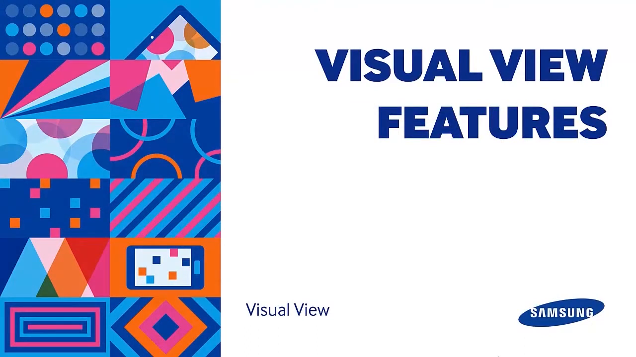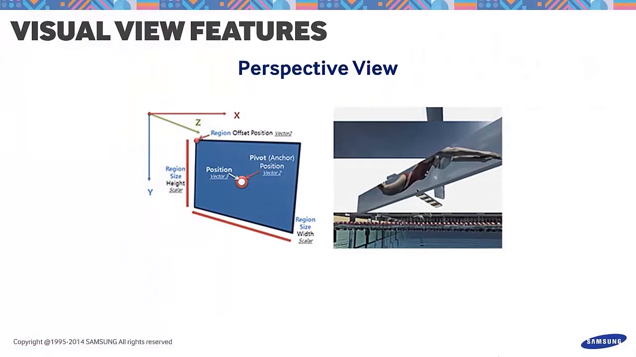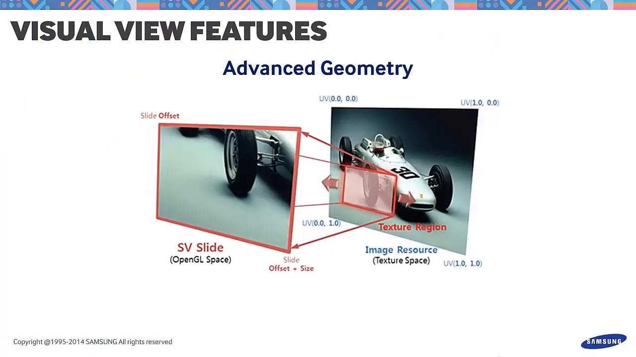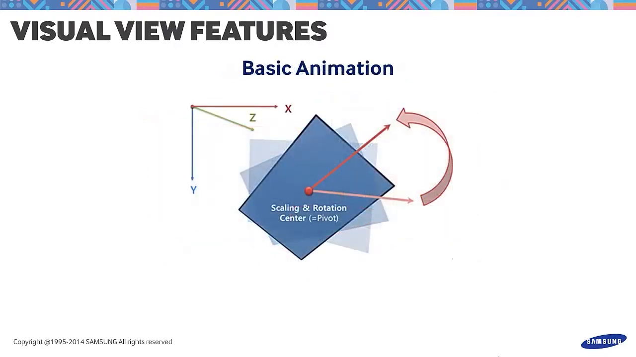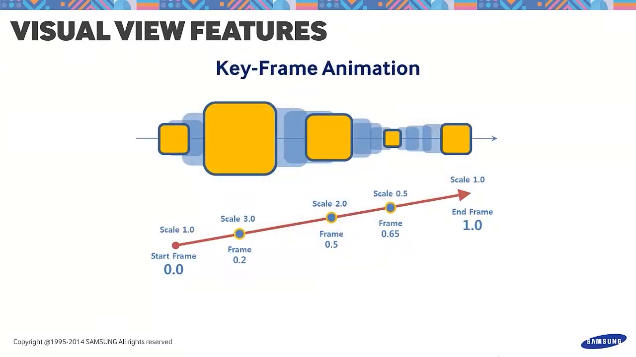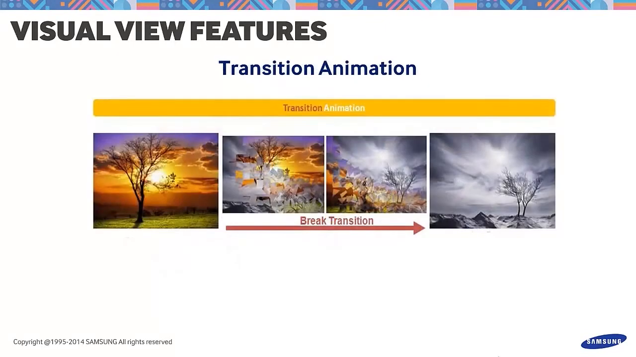Visual View provides the following features: texture depth and a bevel effect using perspective view. More refined adjustments can be applied to view, utilizing advanced geometry. Basic animation uses basic property values like position, scaling, and rotation. With this, you can set from and to values to specify transformation and movement. Keyframe animation lets you indicate property values for each keyframe and apply changes in animation. You can also make use of transition animation for scene page transitions. With this, you can apply almost 40 transition effects to your animation.